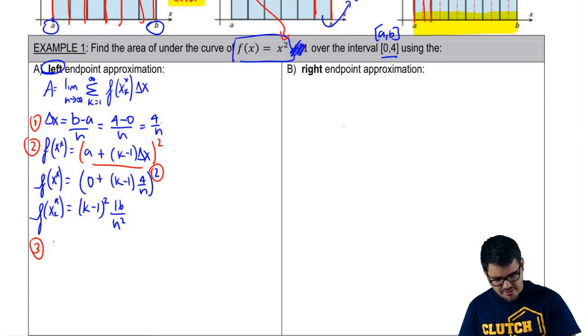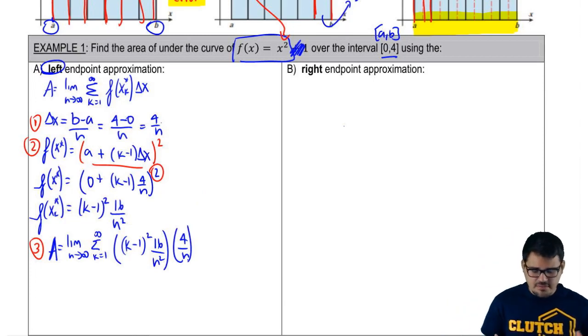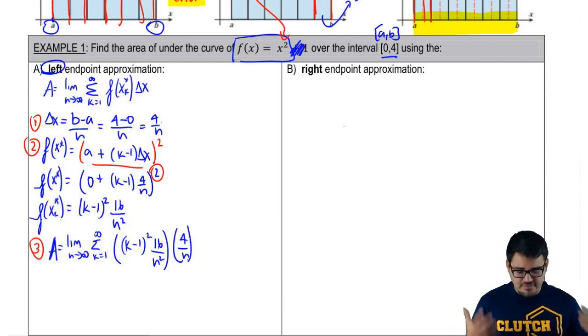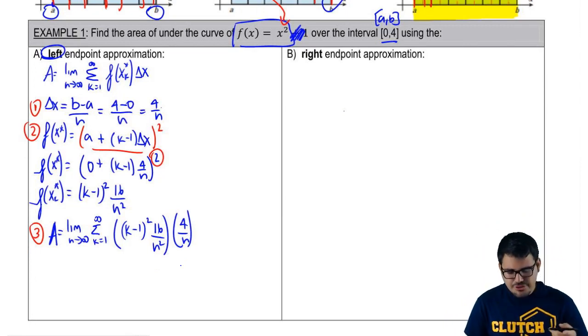So once I do that, I'm going to write A is equal to the limit as n approaches infinity of the summation starting at 1 of f of xk star, which I told you is k minus 1 squared times 16 over n squared, times delta x, right, which is going to be 4 over n. So I hate writing the limit as n approaches infinity over and over again because it just takes up a bunch of space, so I'm going to kind of ignore it. But there's two things that I need to do.